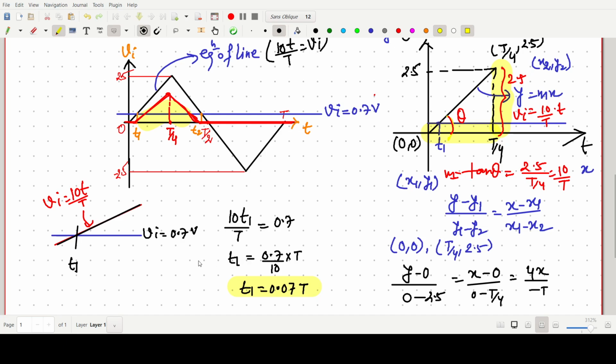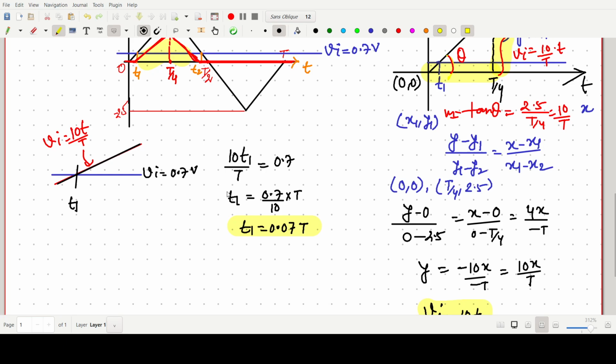In addition to that, now the average value. So V naught average we have to find. For V naught average, we take the period of the waveform, 1 by T, and then we can write from T1 to T2, the area of this region.